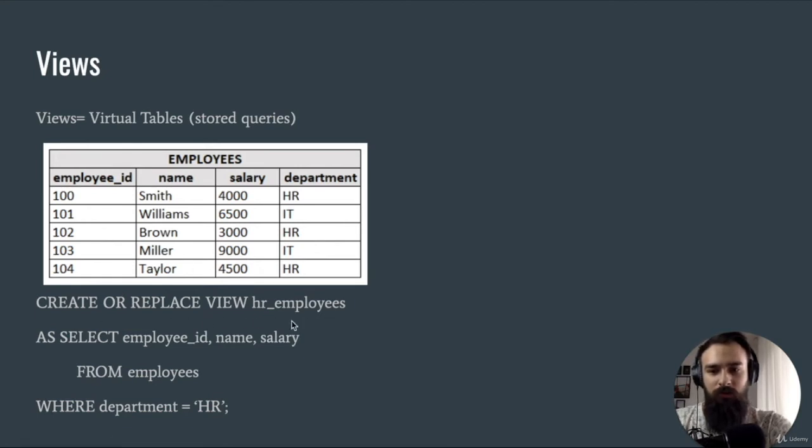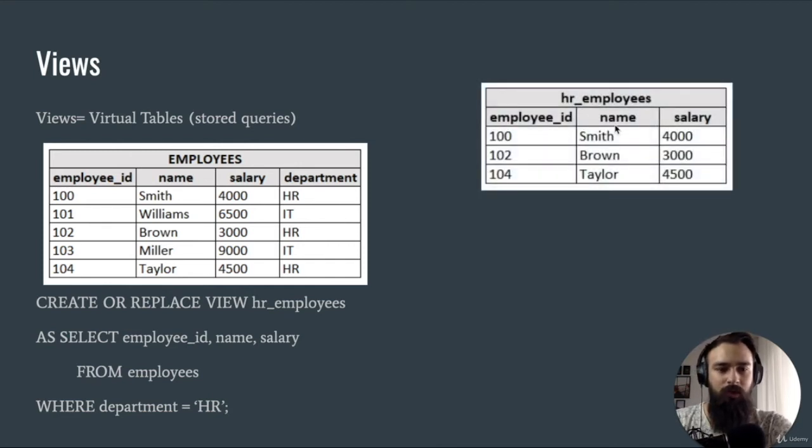So it will create the view as select employee ID, name, and salary. So we chose only 3 columns out of the 4 we have: the employee ID, the name, and the salary from the table employees. And we also have a condition that the department should be HR. So the IT employees will be omitted from the view. The result will be this one. As you can see, it only contains the HR employees: Smith, Brown, and Taylor.